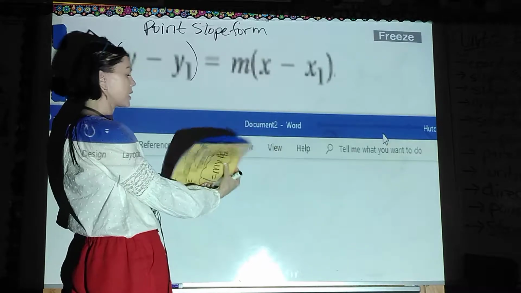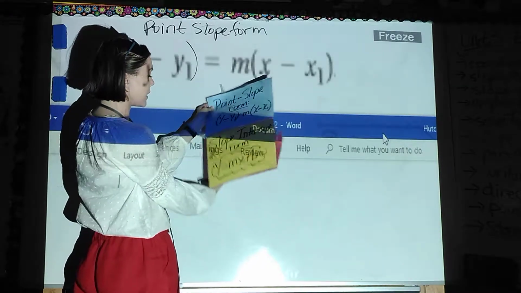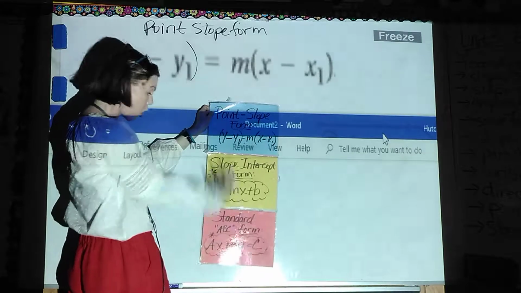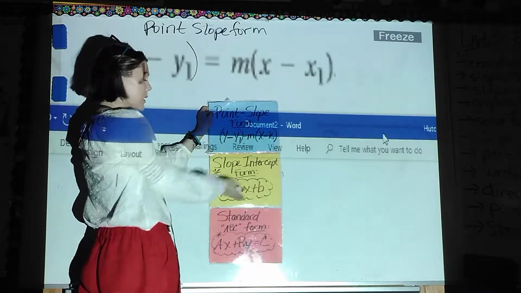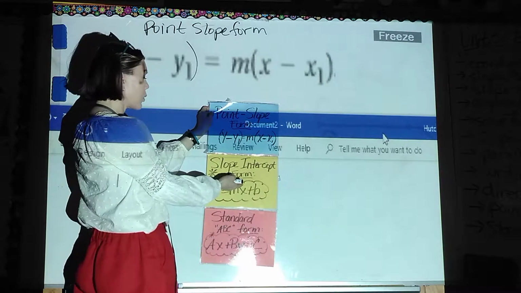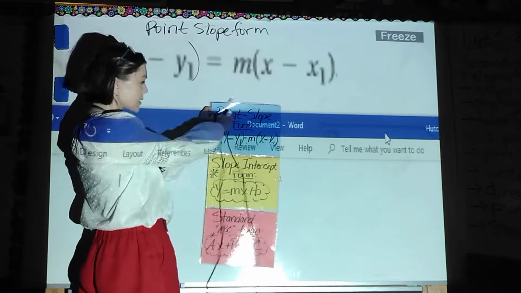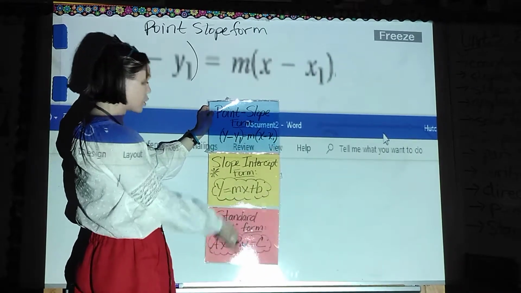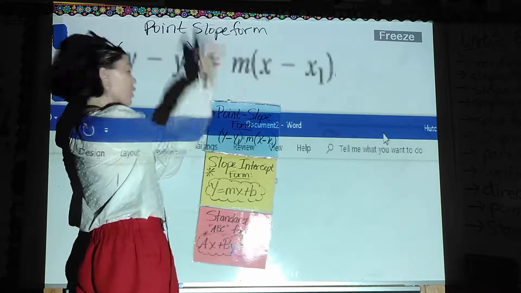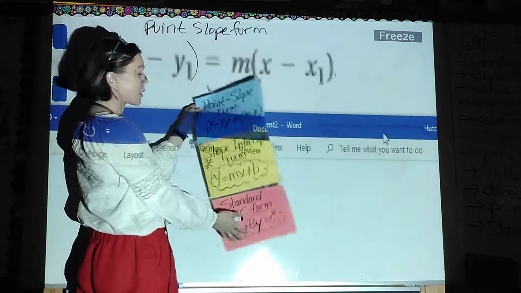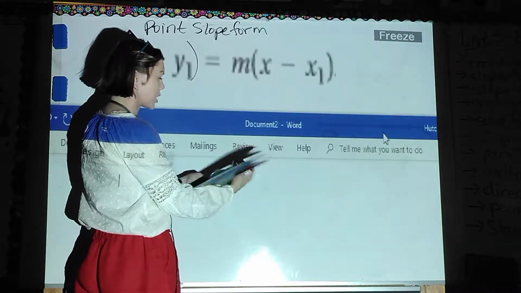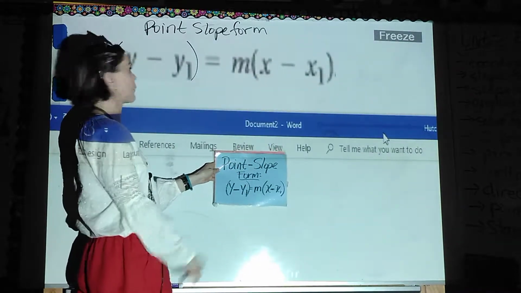Like I said to you once before, all three of these equations of a line are all interchangeable. So if you are in point-slope form, you can solve for y. If you are in slope-intercept form, you can solve for point-slope. If you're in standard, you can solve for slope-intercept. They're all interchangeable, which we have to learn how to do anyway. So here we are, just jumping in here, point-slope form.